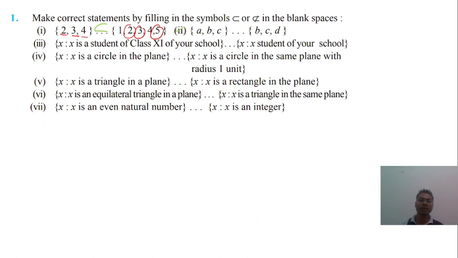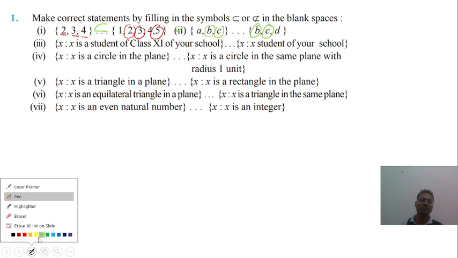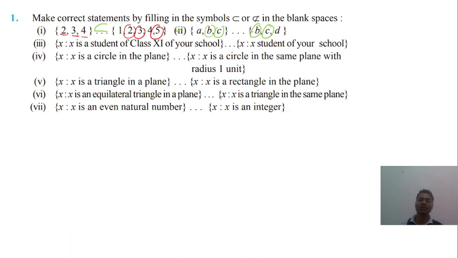Coming to part second, are A, B and C present here or not? A is not present here, B is present here and C is present here, but not all the elements of the first set are present in the second set. So we put a not a subset sign here as follows, not a subset of.